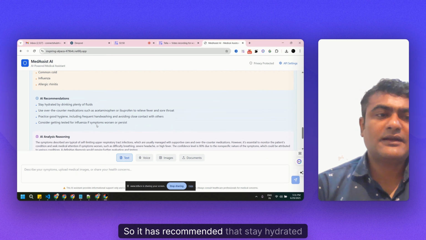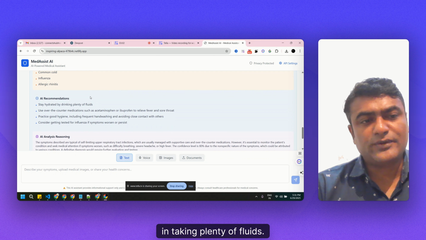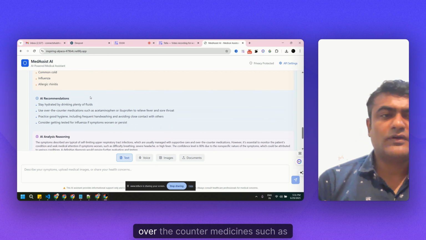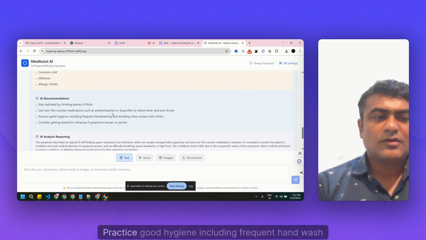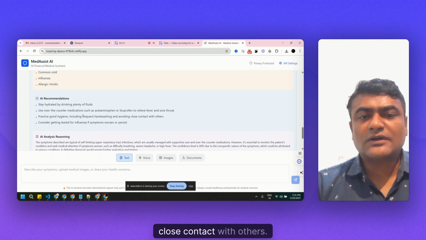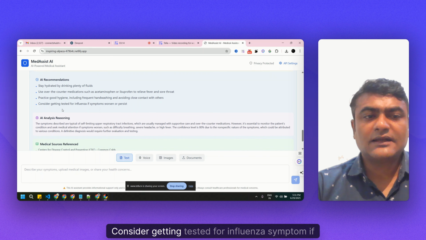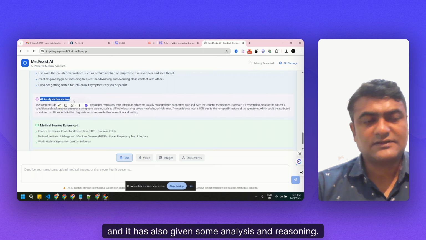So it has recommended to stay hydrated by taking plenty of fluids. Use over the counter medicines, such as the medicines which have been provided. Practice good hygiene, including frequent hand washing and avoiding close contact with others. Consider getting tested for influenza if symptoms worsen. And it has also given some analysis and reasoning.